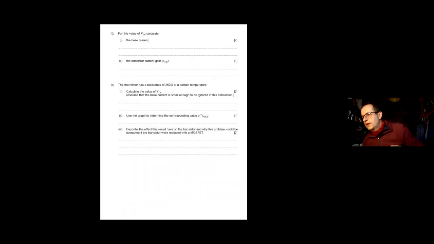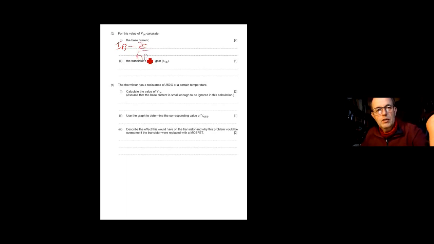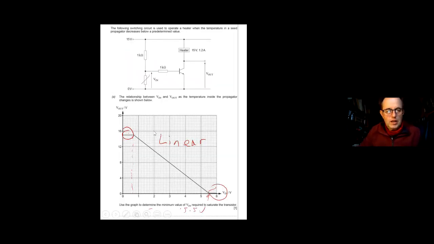From there, you could work out what the base current would be. Base current is your collector current over HFE. That's the first thing I'll go for. Looking at the question itself, I can't see anything about HFE in the question, so I'm going to have to think about another way of doing it. I've got 1.2 amps coming down through the heater. So in saturation, I would have 15 volts across that heater itself, and I've got a 1K resistor.